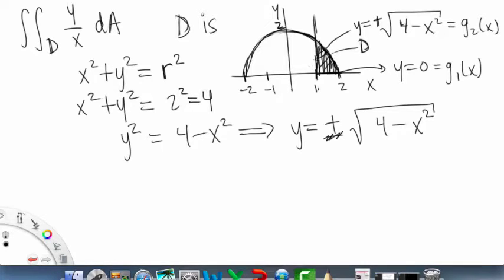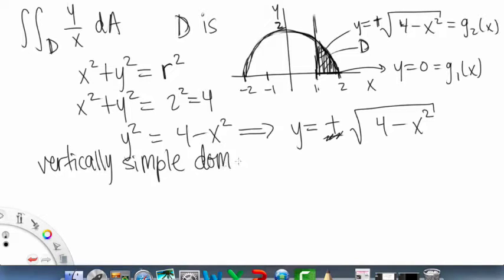Technically you could do horizontally simple, but that would get a little bit messier, I think. I did it this way because the bounds for x are pretty clear. X just goes from 1 to 2. Whereas if you wanted to make it horizontally simple, you'd have to figure out where it might actually be 1. Anyways, I'm just going to go this way. I'll write it out here: vertically simple domain.